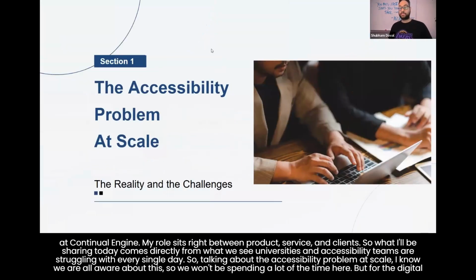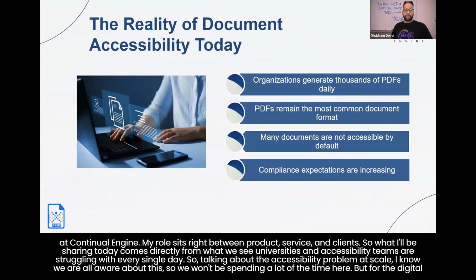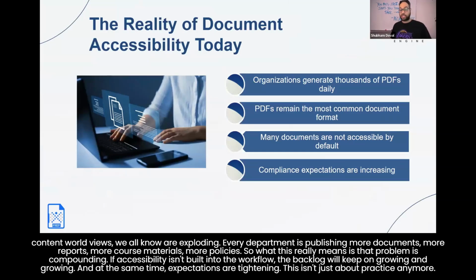Talking about the accessibility problem at scale, I know we are all aware of this, so we won't be spending a lot of time here. But the digital content volumes, we all know, are exploding. Every department is publishing more documents, more reports, more course materials, more policies. What this really means is that the problem is compounding. If accessibility isn't built into the workflow, the backlog will keep on growing and growing. And at the same time, expectations are tightening.